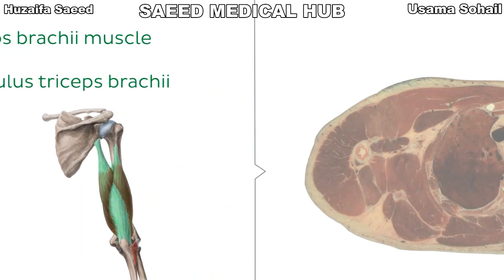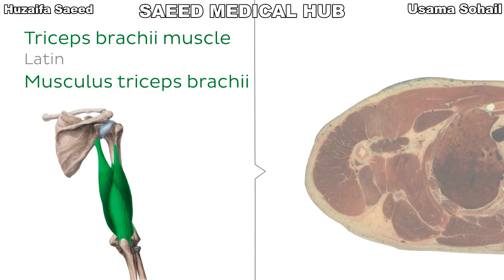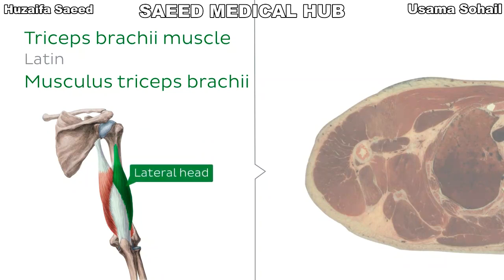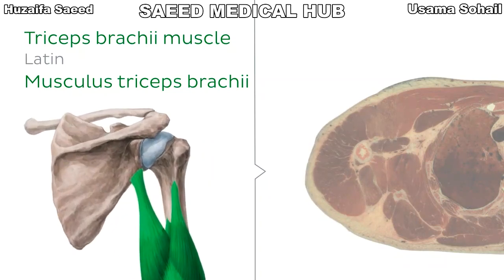As the name suggests, the triceps brachii muscle has three heads, which are the long head, the medial head, and the lateral head. Let's talk first about the long head. The long head is the only head to originate from the scapula, just inferior to the glenoid cavity. The other two heads both originate from the posterior aspect of the body of the humerus.